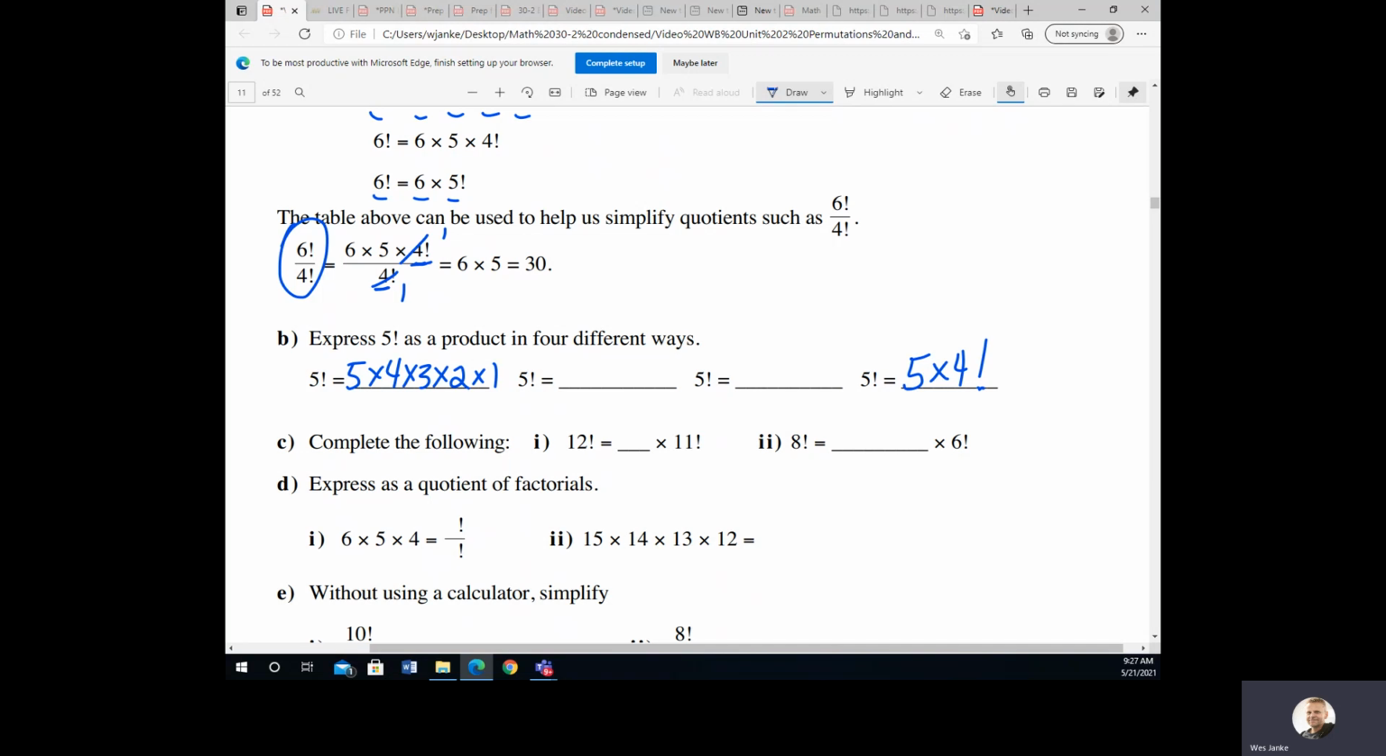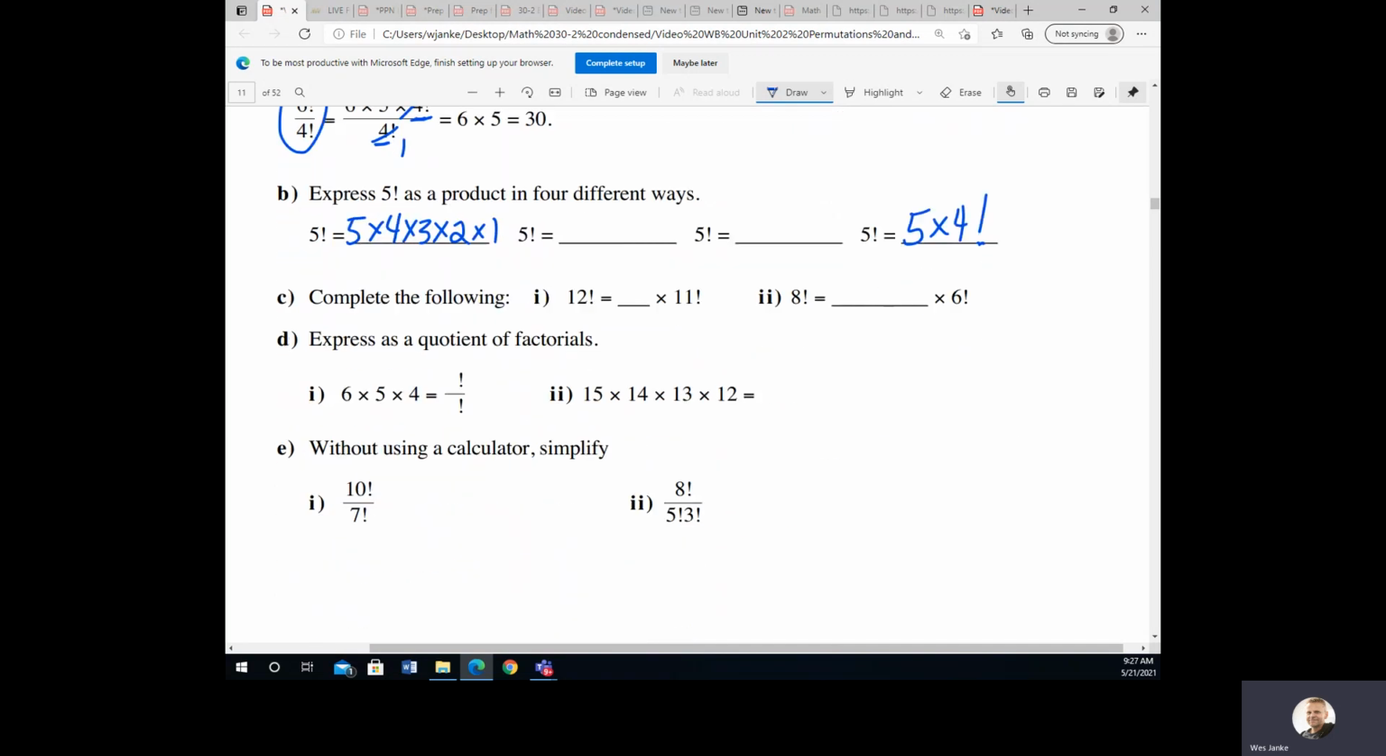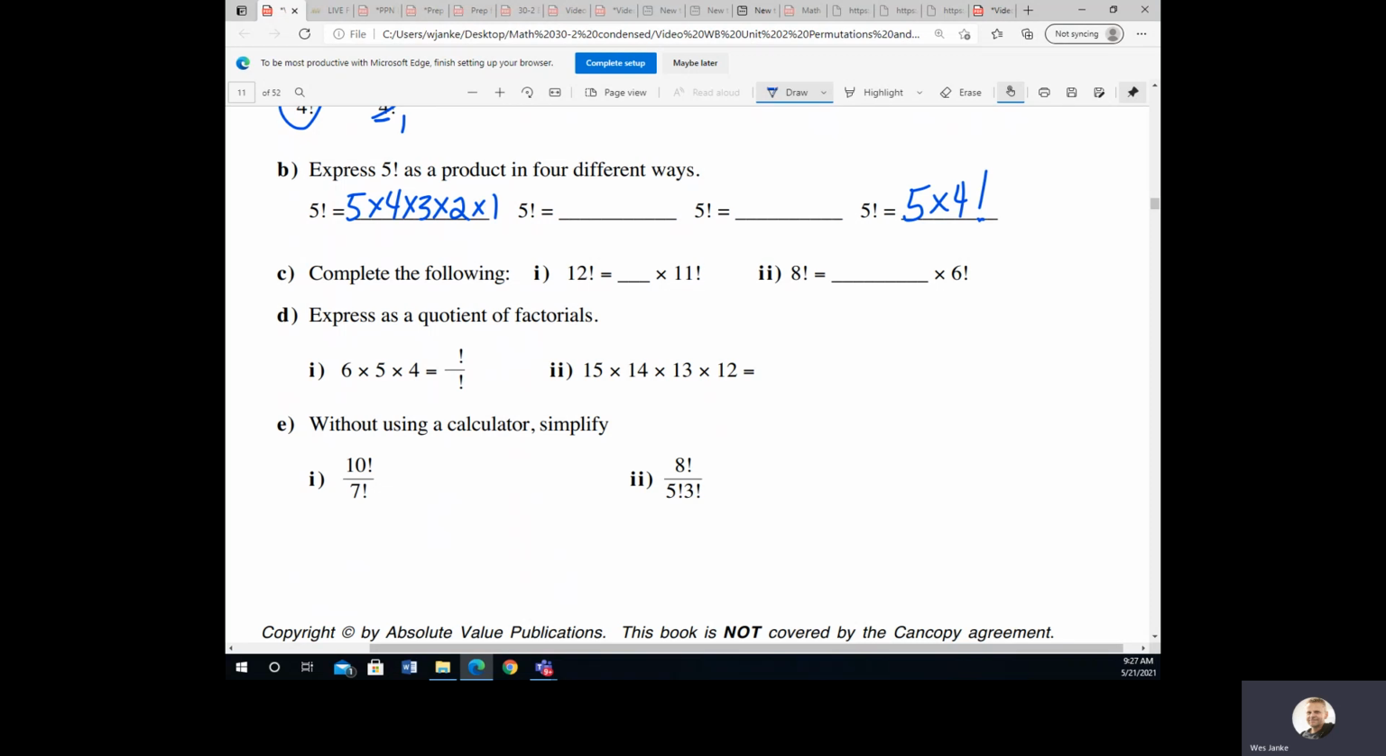Now complete the following. 12 factorial is what times 11 factorial? So that would be 12 times 11 factorial. And 8 factorial, well, what two numbers should go in here? 8 times 7 times 6 factorial.